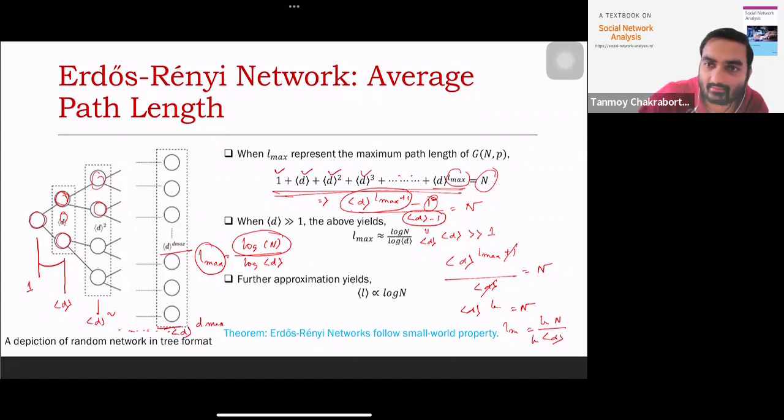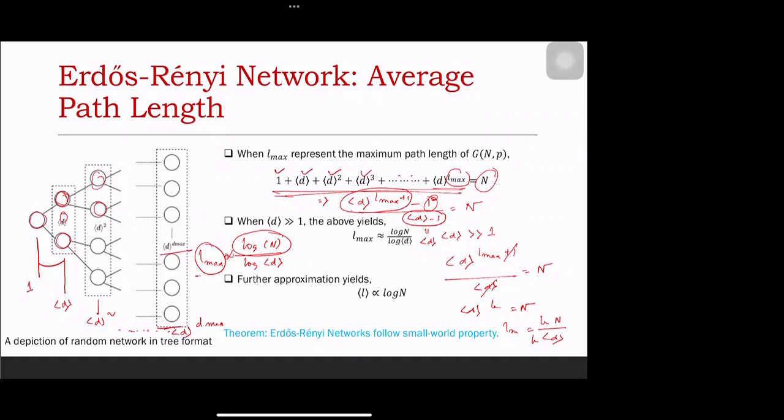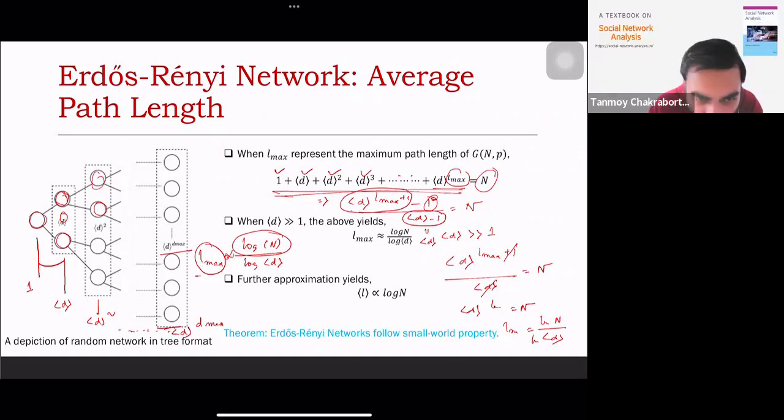Hello, can you hear me? Is whether it satisfies the small world property or not? Yes, sir. It satisfies, because I mentioned that in small world, the average path length should be proportional to log n, and that's what is happening.